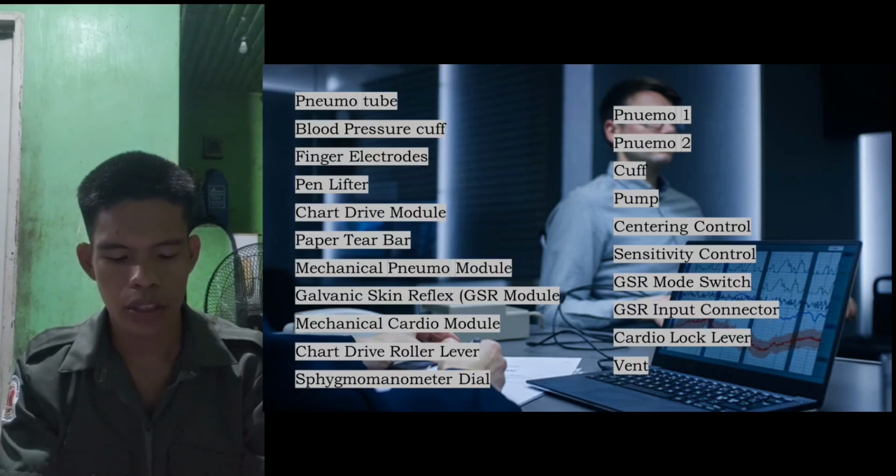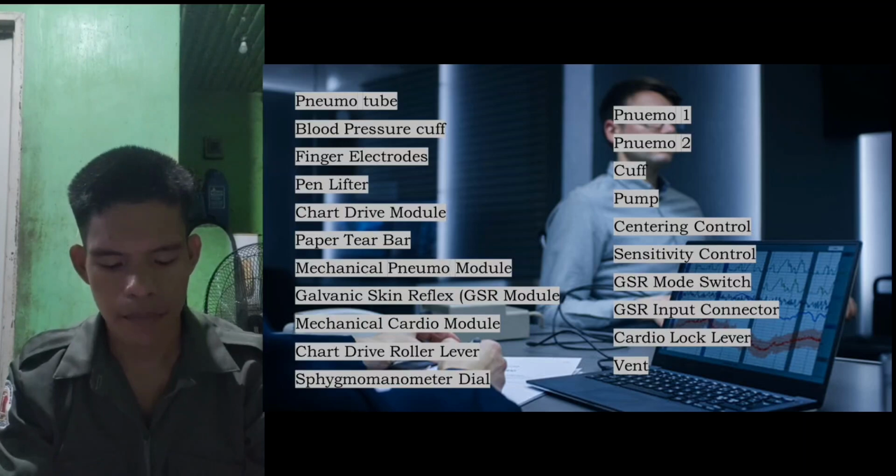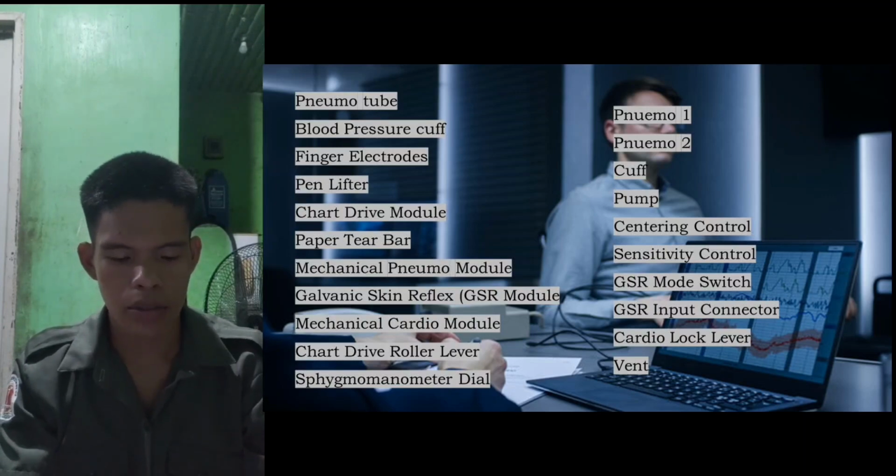GSR mode switch. Selects the operating mode for GSR channel, manual or automatic. GSR input connector. Accepts plug from GSR subject attach cord. Cardio lock lever. Immobilizes mechanical cardio mechanism when not in use. Vent. Performs venting function of pneumatic system.